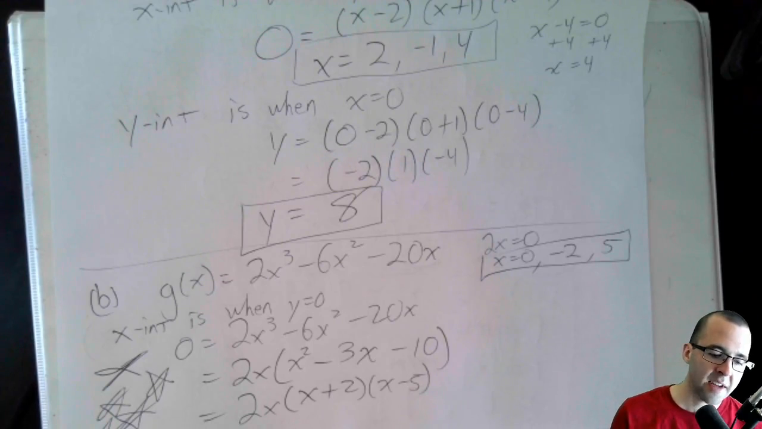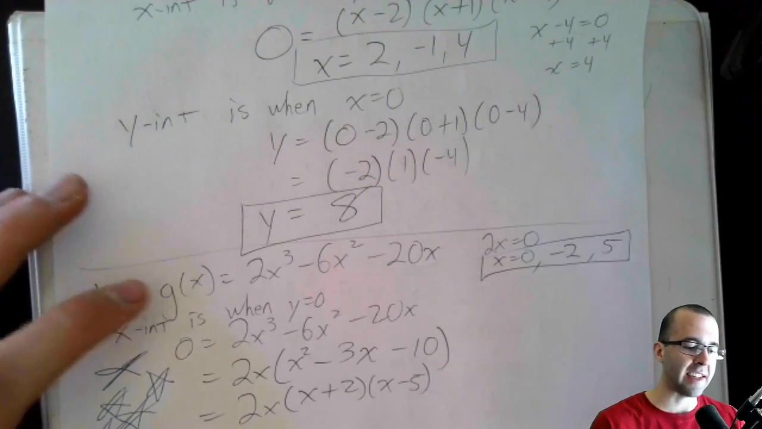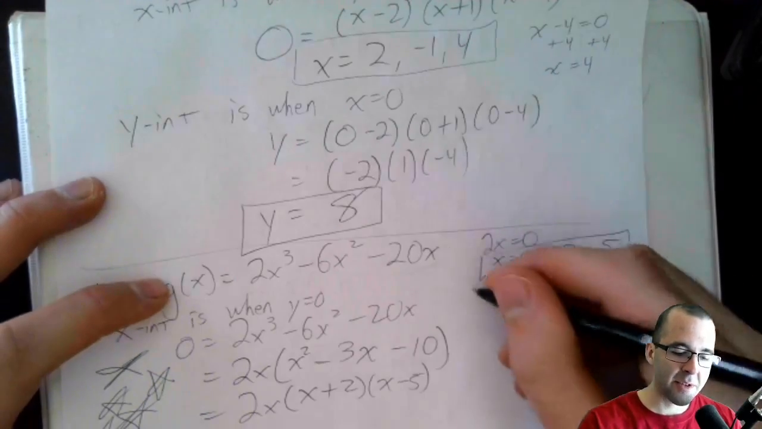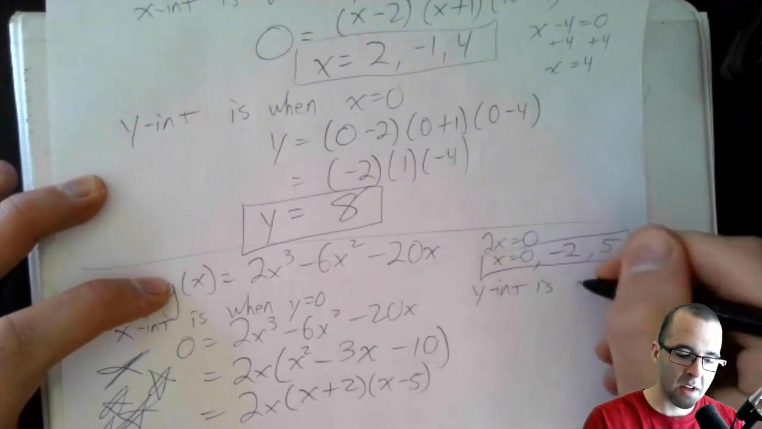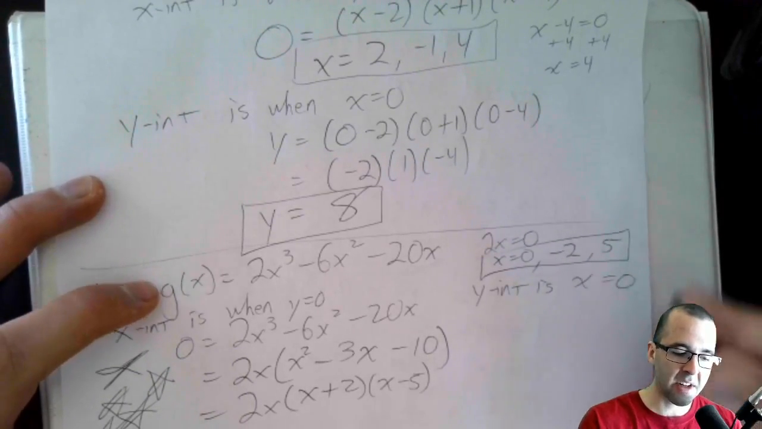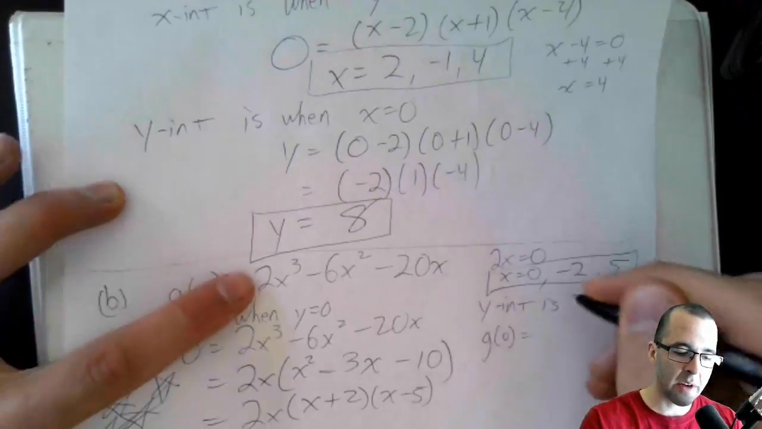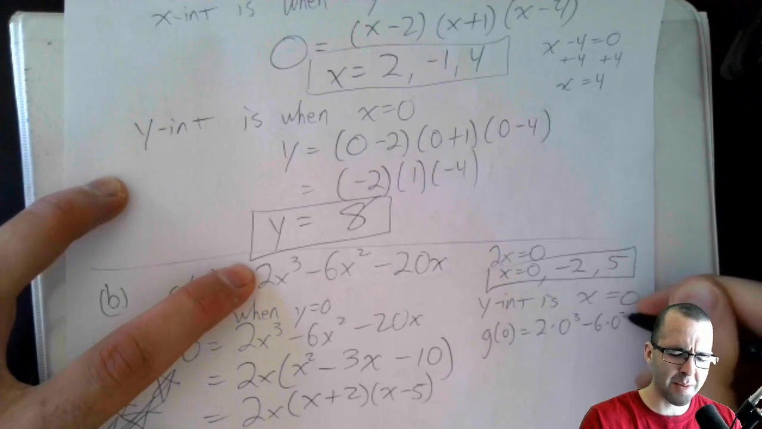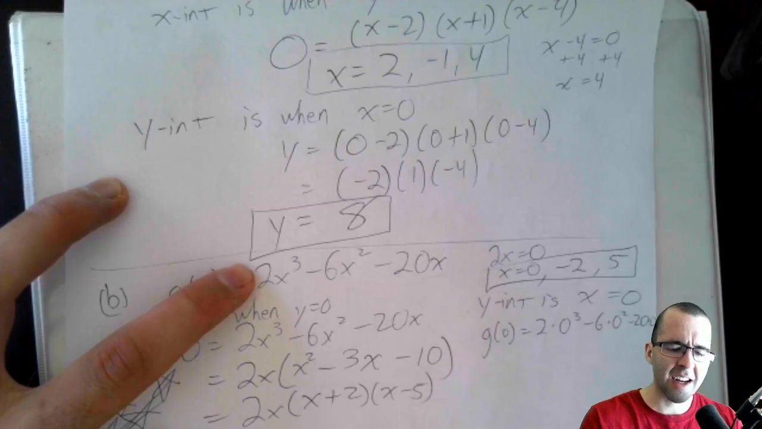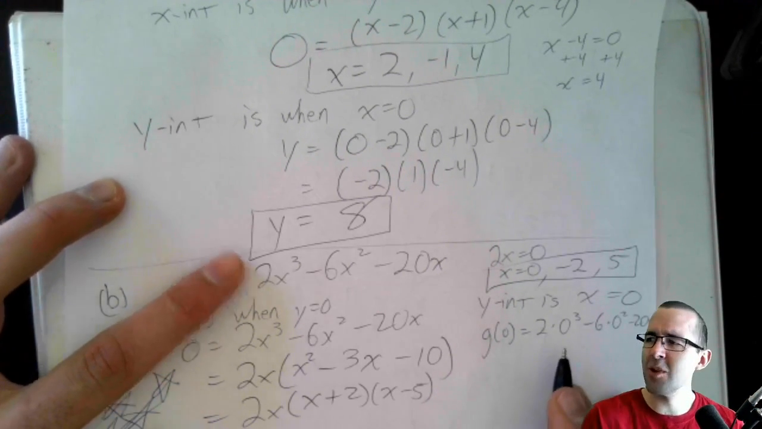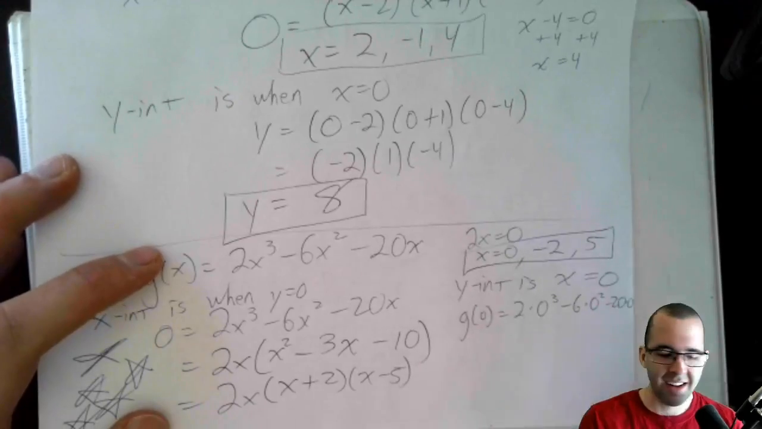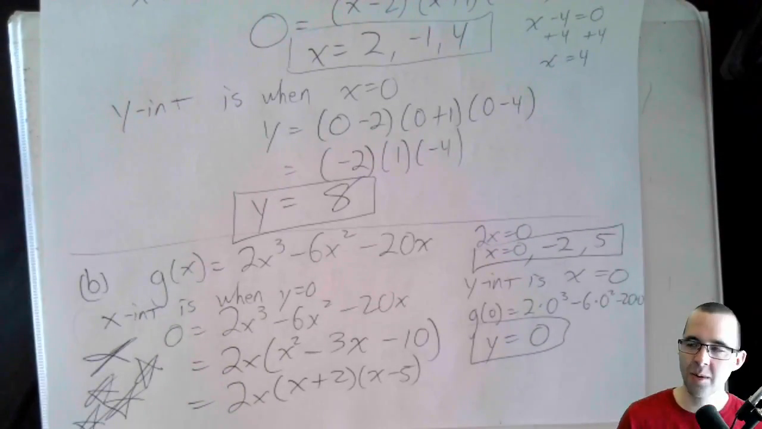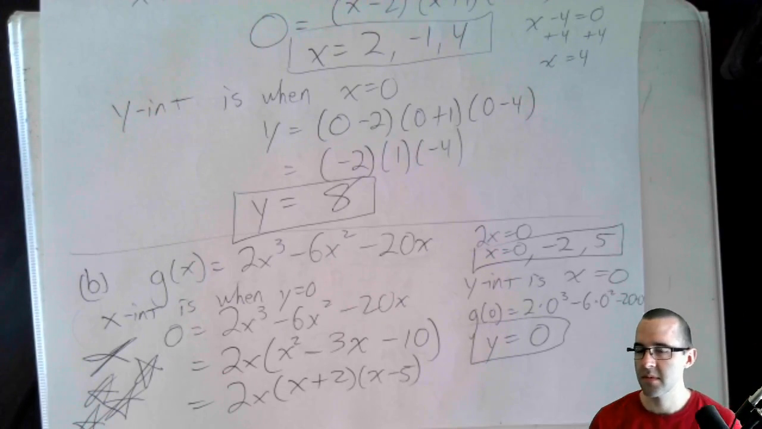And then we also need the y-intercept. Y-intercepts are super easy here, unless they're not. Remember, the y-intercept is when x equals 0. You just plug in 0. You get g of 0 equals 2 times 0 cubed, minus 6 times 0 squared, minus 20 times 0. Everything's getting multiplied by 0. The y-intercept is just y equals 0.